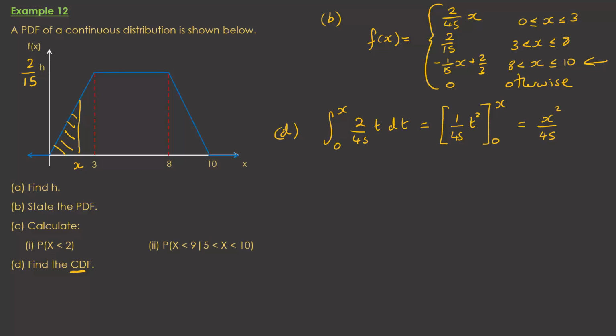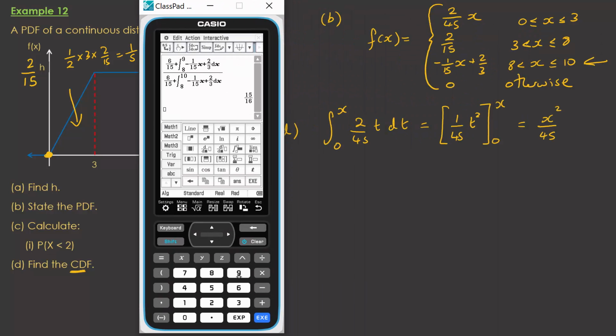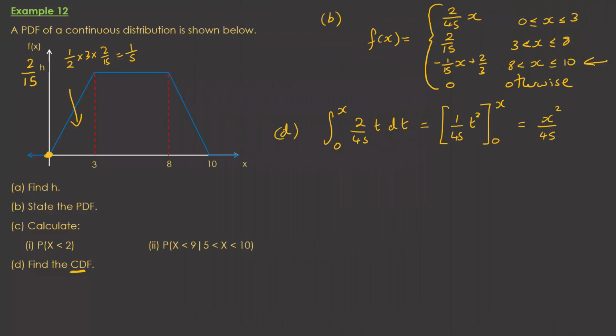It's always worth checking that these things work. When x is 0, that is 0, which is good, because we need the probability to be 0 there. And if we think about the area of this triangle, that would be a half times 3 times 2 over 15, which is 3 over 15, or 1/5. And if I do 3 squared, 9 over 45, that is 1/5. So that works perfectly well as our first section for our CDF.